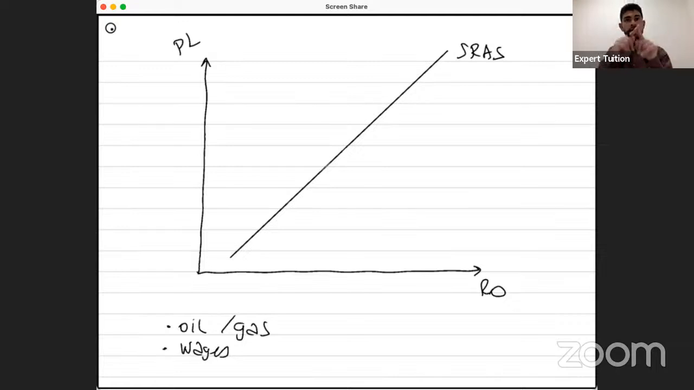What does that do? Do you agree that decreases the costs of production for firms? As a result, SRAS would shift outwards because their costs of production have gone down. Easy peasy, yeah? The last one, though, that I really want you to make sure you understand is exchange rates.